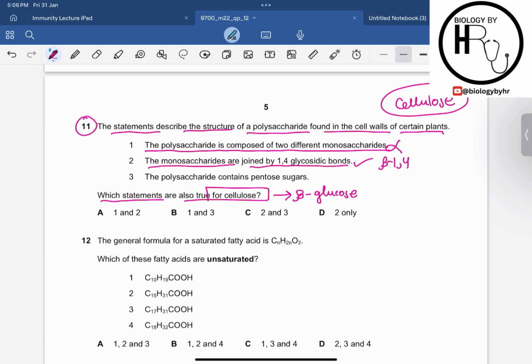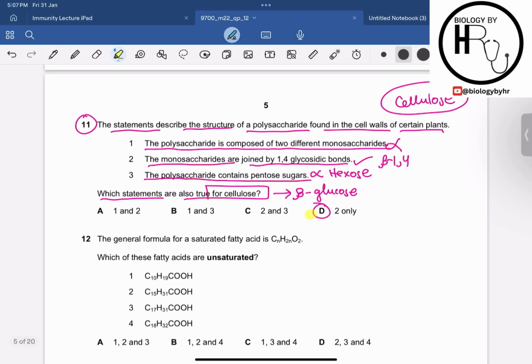Then in statement 3 they are saying that polysaccharide contains pentose sugar. Absolutely incorrect, right? It contains a hexose sugar. So hence the answer to this question is option D, 2 only. Only one statement given is correct.